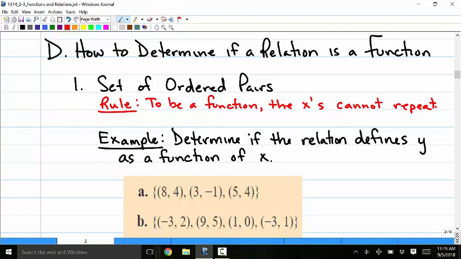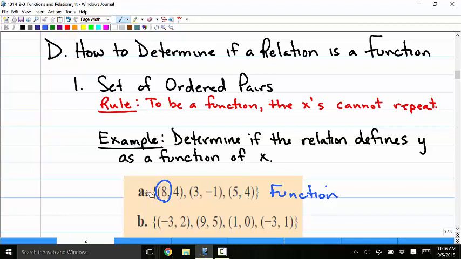An example, determine if this relation defines y as a function of x. The first one, you have the set of ordered pairs (8, 4), (3, -1), (5, 4). Is that relation a function? Yes. This one is a function. Look at your x's: 8, 3, 5. Do you see the same x listed twice? No. So that's a function.